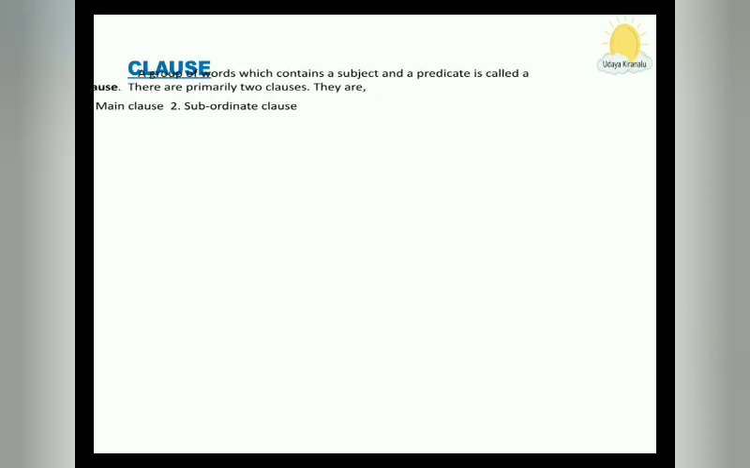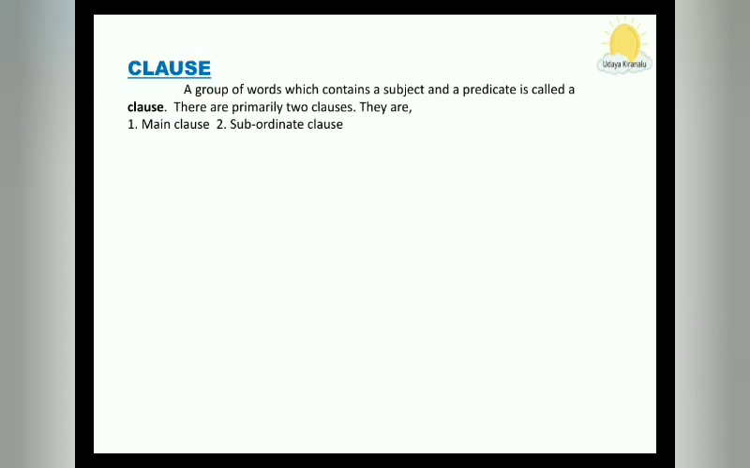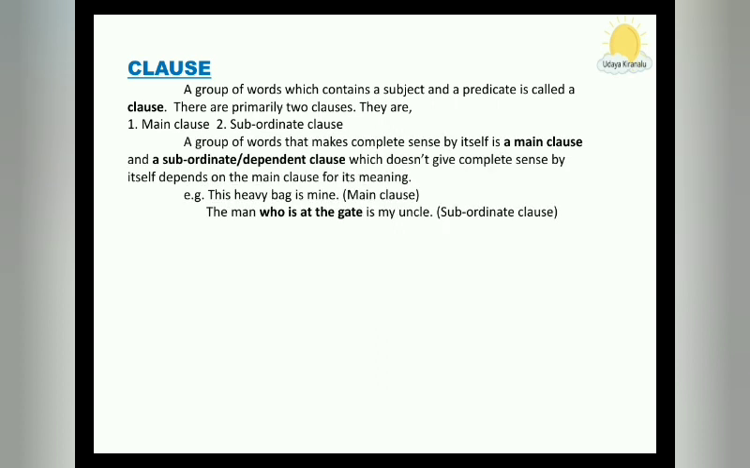Now, let's discuss clause. A group of words which contains a subject and a predicate is called a clause. There are primarily two clauses. They are number 1 main clause, number 2 subordinate clause. A group of words that makes complete sense by itself is a main clause, and a subordinate or dependent clause, which doesn't give complete sense by itself, depends on the main clause for its meaning.